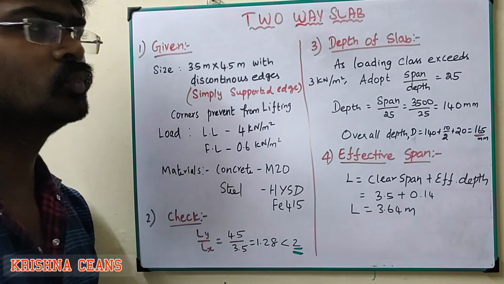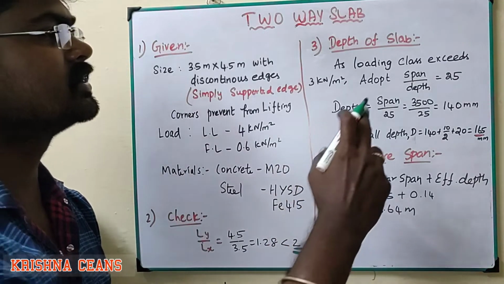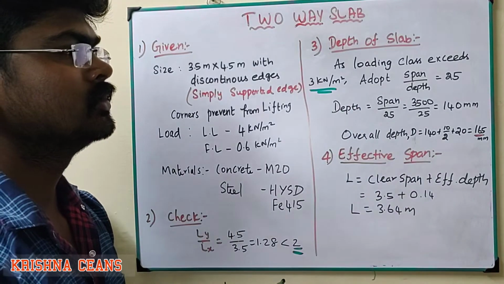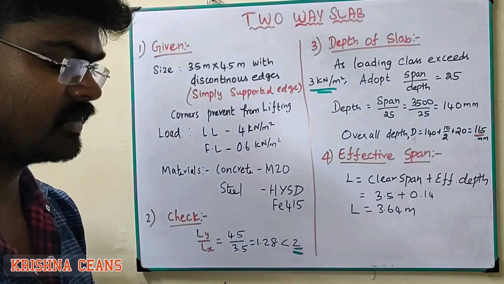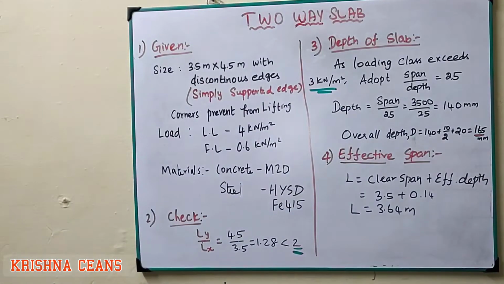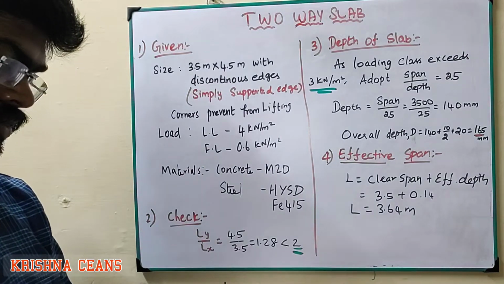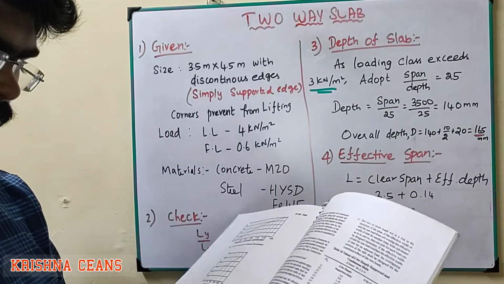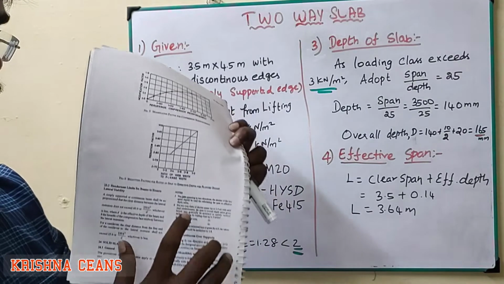Then we need to calculate the depth of the slab. As per the loading, 3 kN per meter square is given. Based upon the loading, we have to refer to IS 456, page number 39. We need to go to IS 456, take page number 39. They provided here the note number 2.